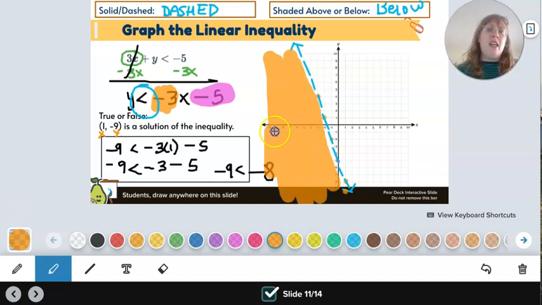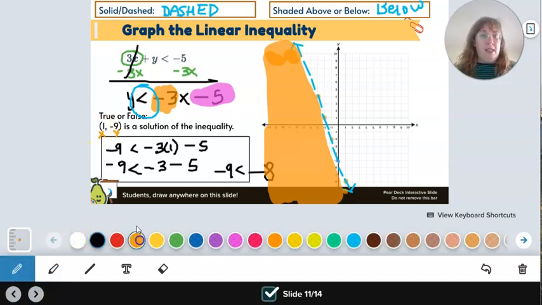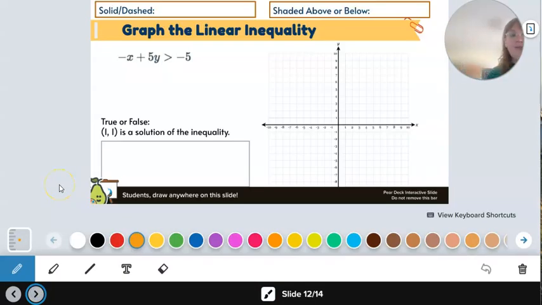When the line is getting more and more flat, it can be harder to tell what's above or below. So again, test a point if you need to. And when we tested this one, we did get true. So we knew that that side of the shading had to have that point. We have two more we're going to look at. So when you're all set, push ahead to slide 12. Take your time. Pause the video if you need to. There's no rush.